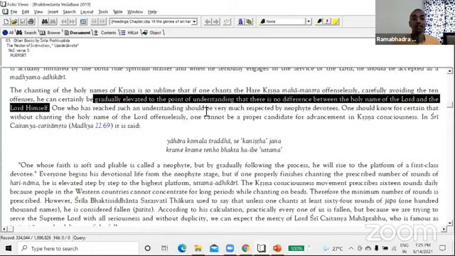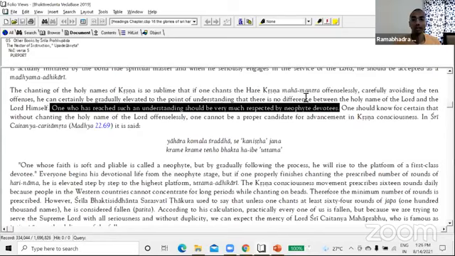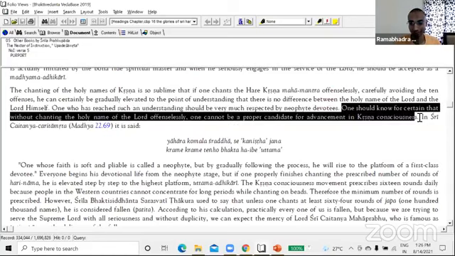One who has reached such an understanding should be very much respected by neophyte devotees. So the neophytes also respect the senior devotees. We know that. One should know for certain that without chanting the holy name of the Lord offenselessly, one cannot be a proper candidate for advancement in Krishna consciousness. Please mark this statement in your books. That without chanting the holy name offenselessly, you cannot advance.